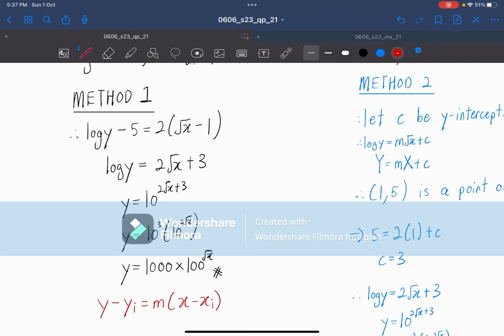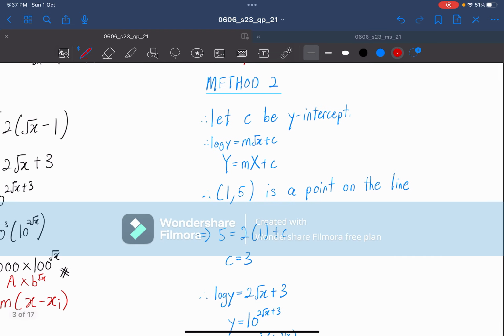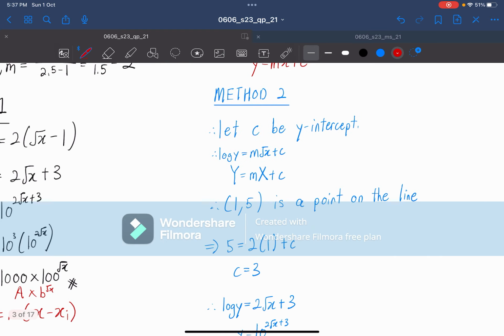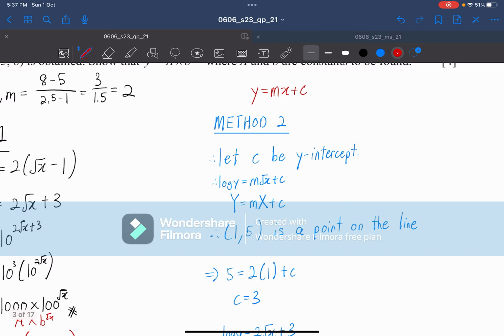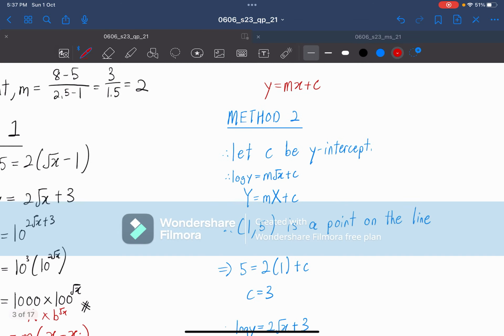Okay, enough explaining. When you further simplify it, you're going to get this, which is what we want. Now that we remove the log, we can simplify it further. And what we get is this, which is the answer: a times b to the power of root x. And method 2 is a slower method, but I would still recommend you to use it to check your answer.